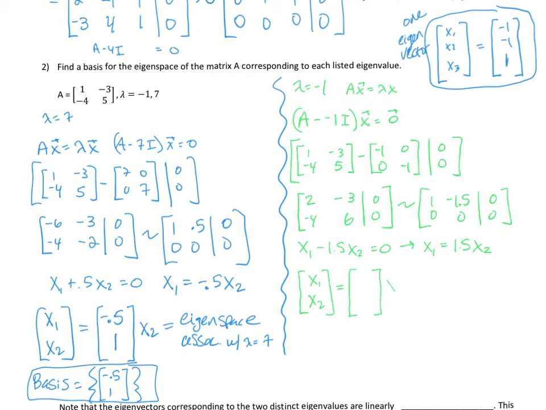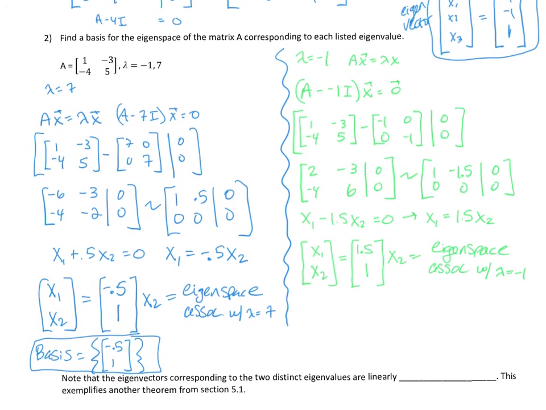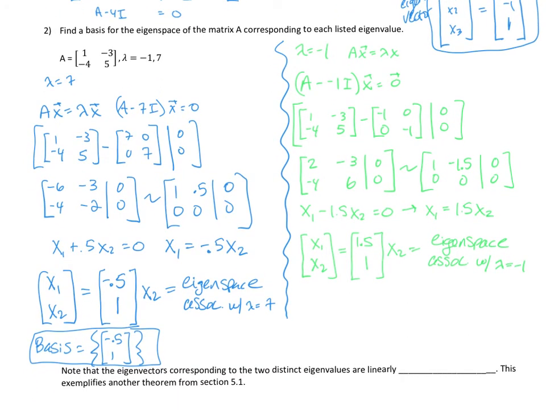Set up a vector for each free variable. x1 is 1.5 times x2, and x2 is free, so I just want this to say x2 equals x2. This is the eigenspace associated with lambda equals -1. I haven't quite given a basis yet. I've described the eigenspace, but it asks us to describe it by giving a basis.